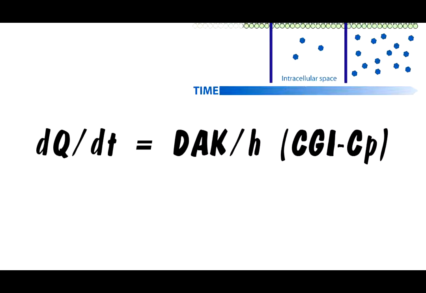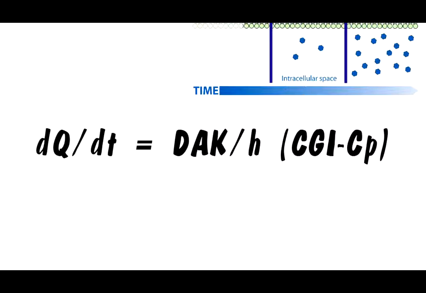So the rate of drug diffusion is directly dependent on the diffusion coefficient. Diffusion coefficient is a constant, and this is defined as the movement of drug across a cell membrane in a unit area per unit time when the concentration is unity.